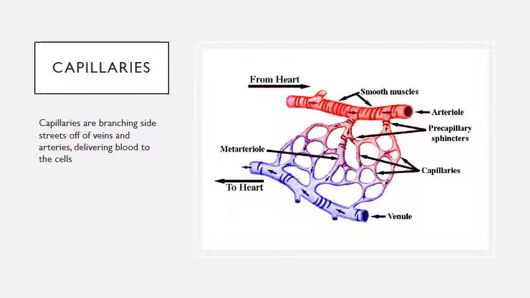So between the arteries and the veins, you're going to have capillaries. Capillaries are very, very thin nets. They're going to deliver blood to the cells. So here you've got an artery. Here we've got a vein. Between them are capillaries. In between the capillaries, you're going to have clusters of cells.